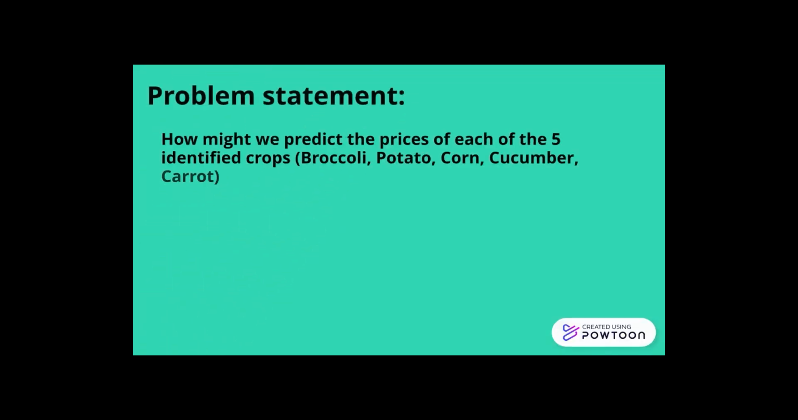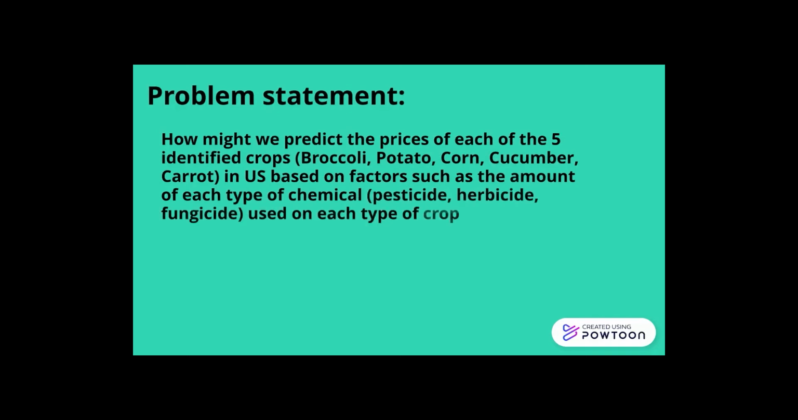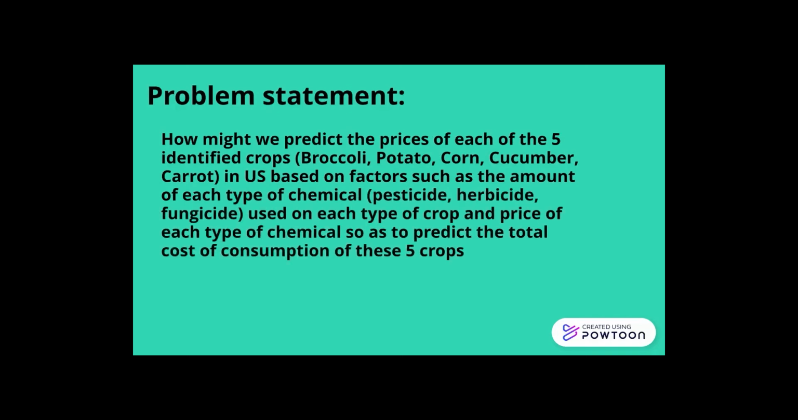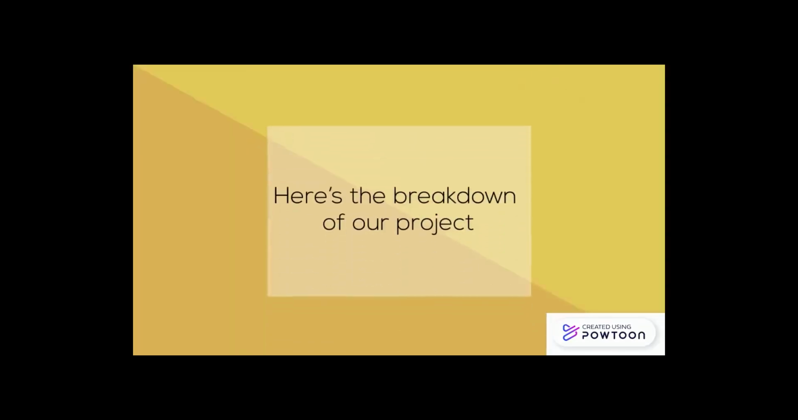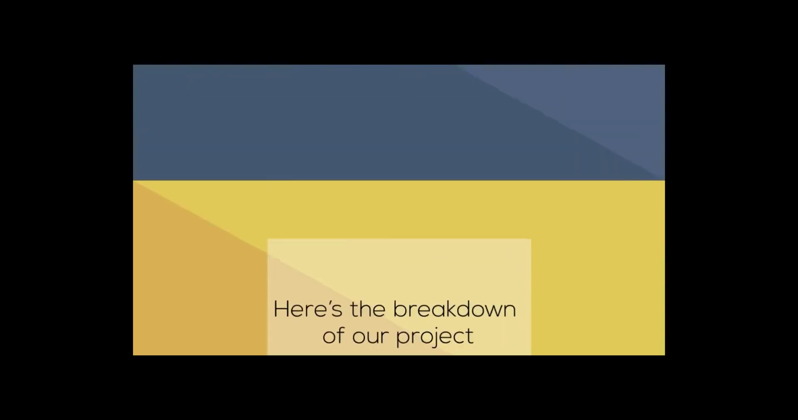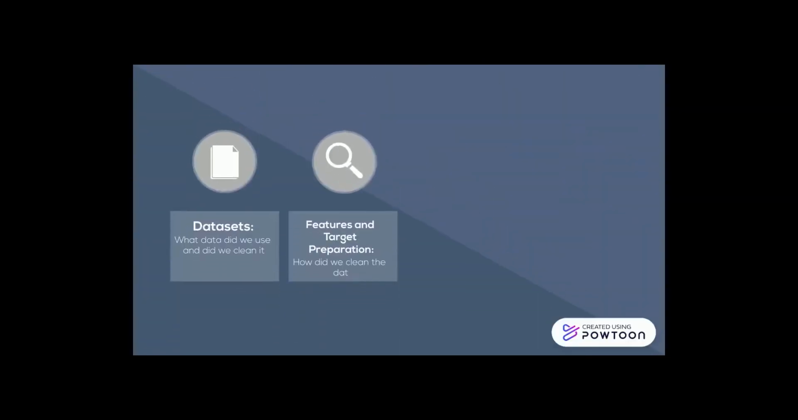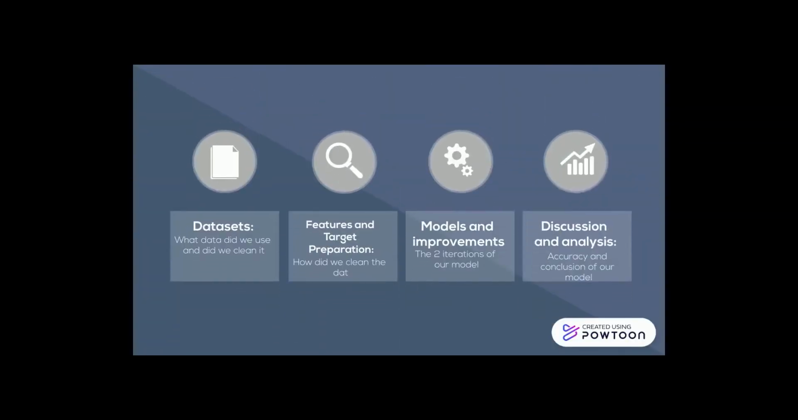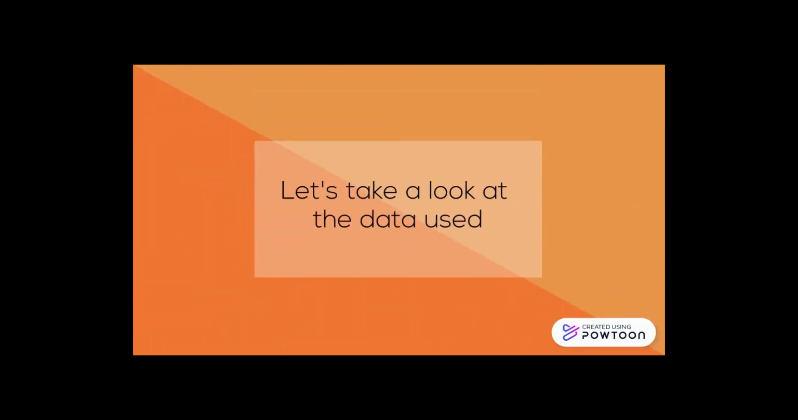This is a brief problem statement that we have. We want to predict the price of each of the 5 identified crops based on factors of type of chemical used and each type's different quantity of chemical used. Here's a breakdown. First of all, we need to know what data we're using, how we prepare the data, how we improve on the models, and then discussion and analysis.